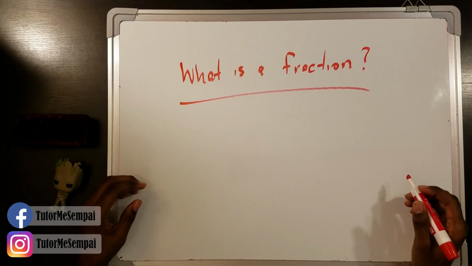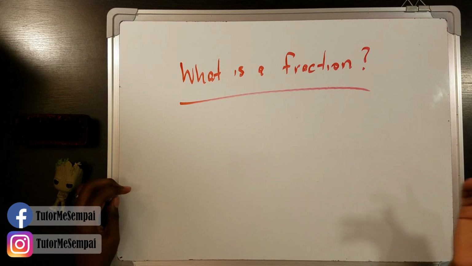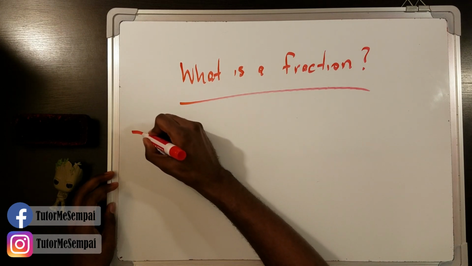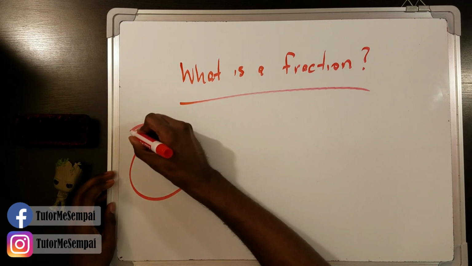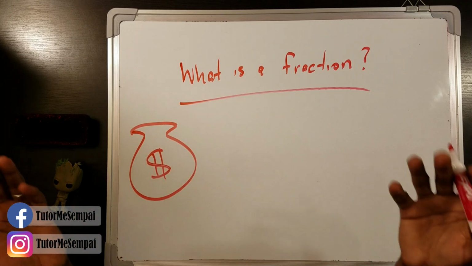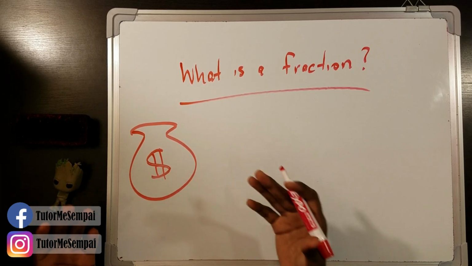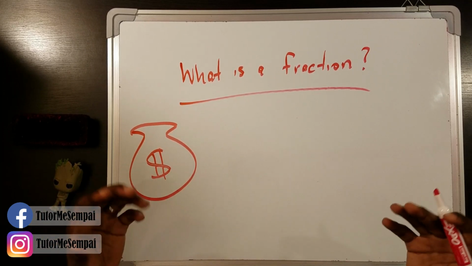So when we talk about fractions, the first thing I want you to think about is groups. For example, let's say you had a big old bag of money, right? The group would just be the big bag of money. So let's say coins. This would be a big bag of coins. That would be your group.